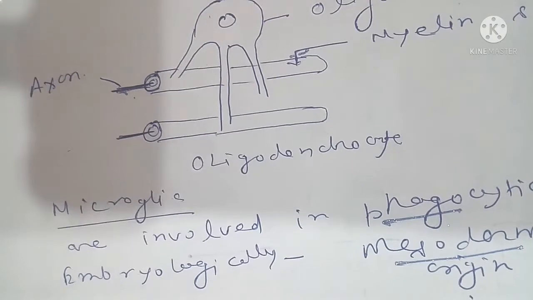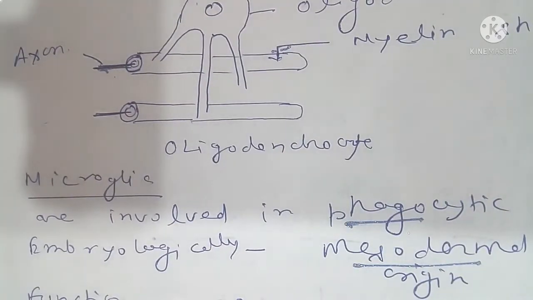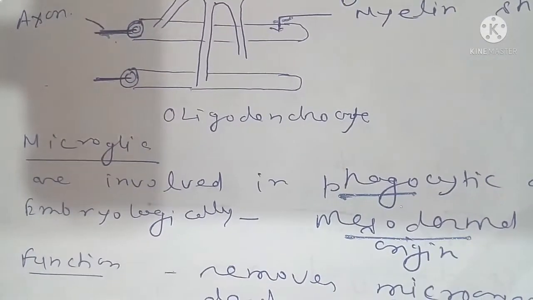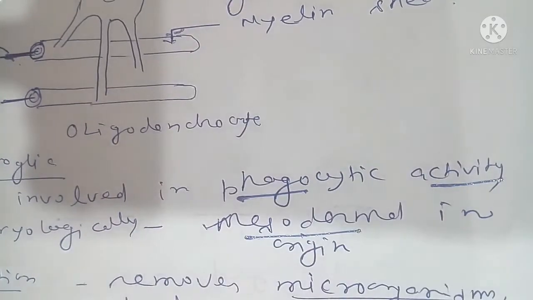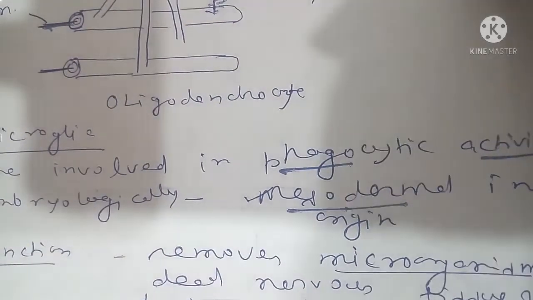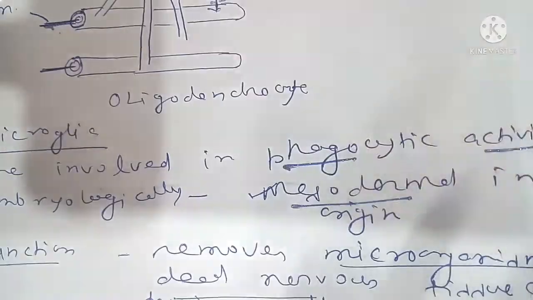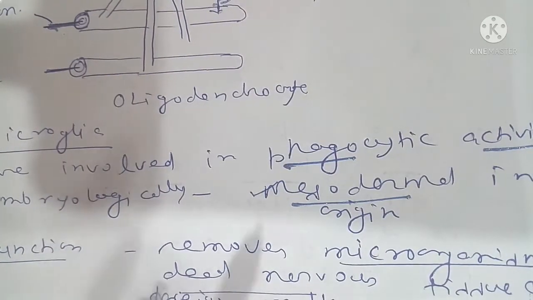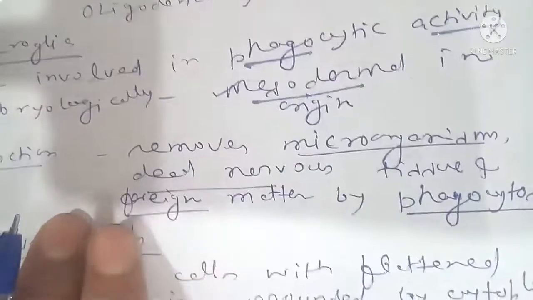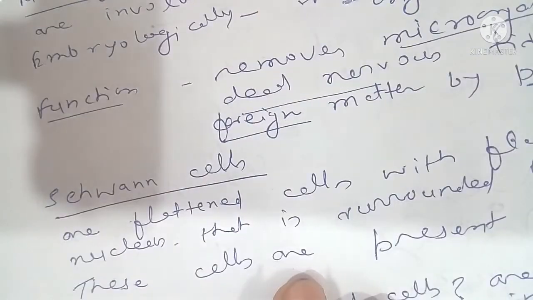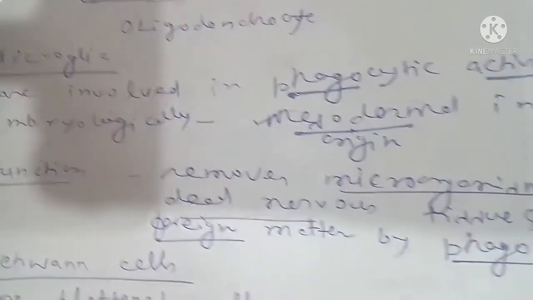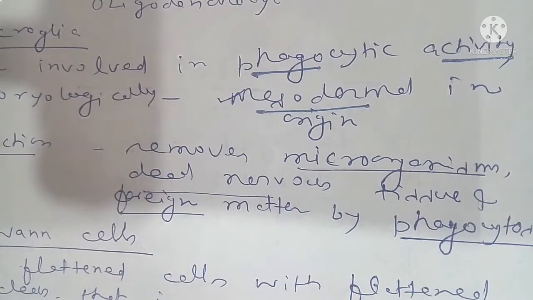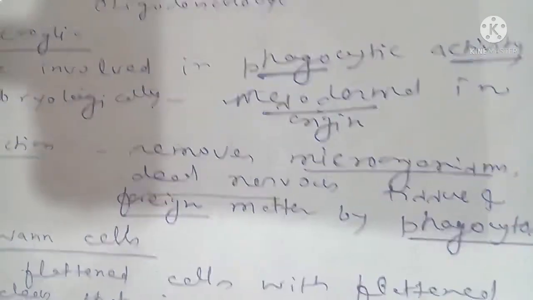Next are the microglia cells. What are microglia cells? They are involved in phagocytic activity, and they are mesodermal in origin. Their function is to remove microorganisms, dead nervous tissue and foreign matter by phagocytosis.